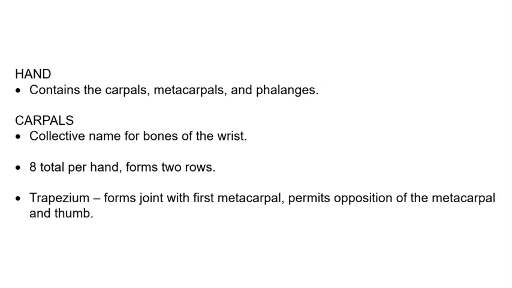The hand consists of bones called the carpals, the metacarpals, and the phalanges. The carpals are the collective name for the bones of the wrist. There are 8 total carpals per hand, and they form 2 rows of 4 bones.